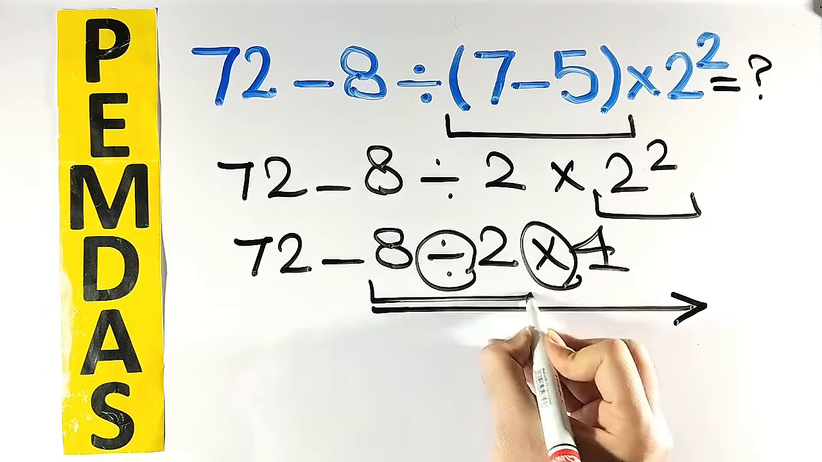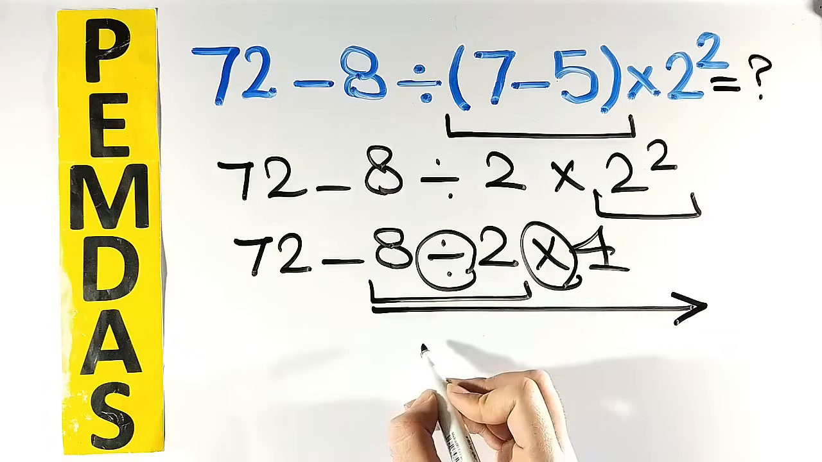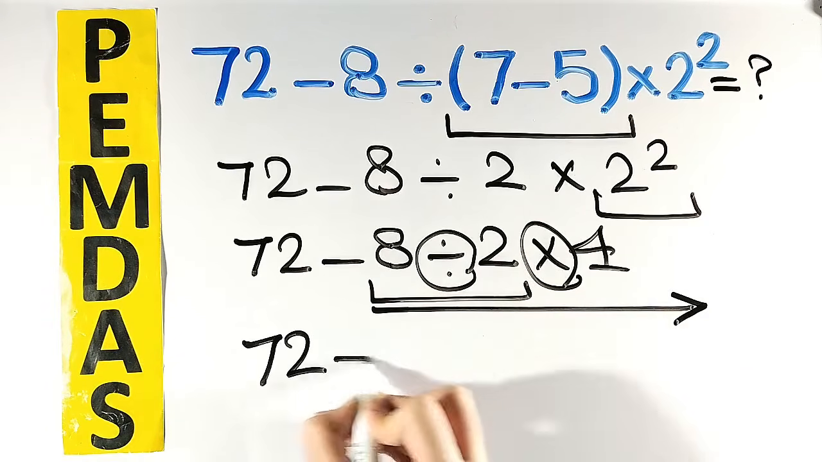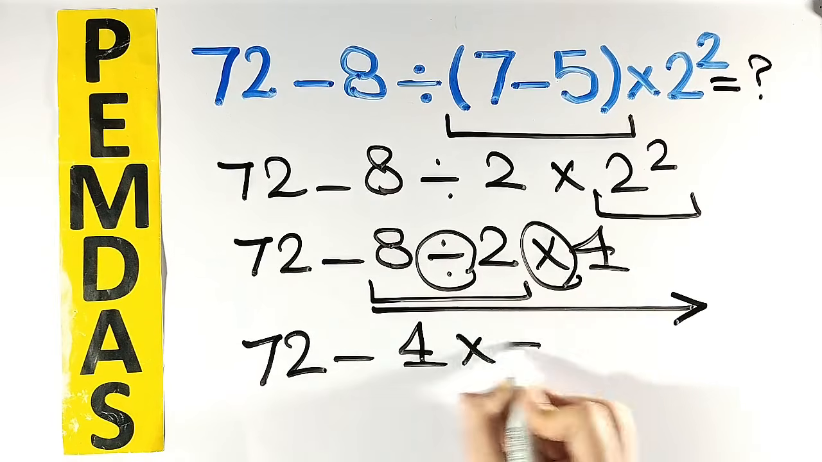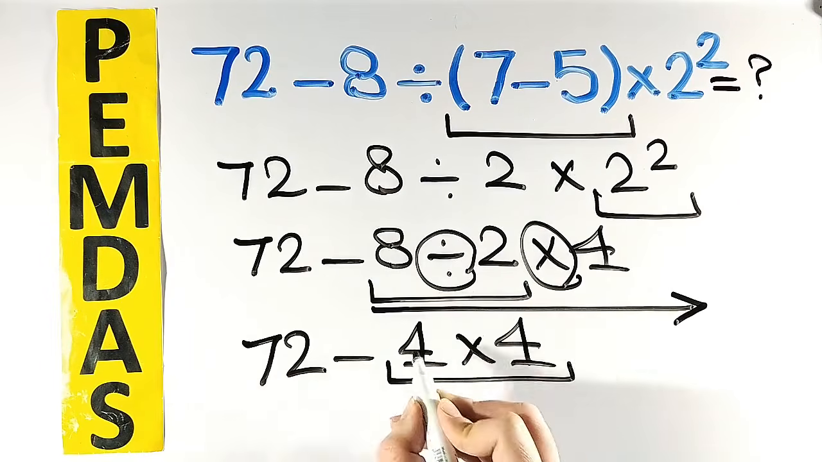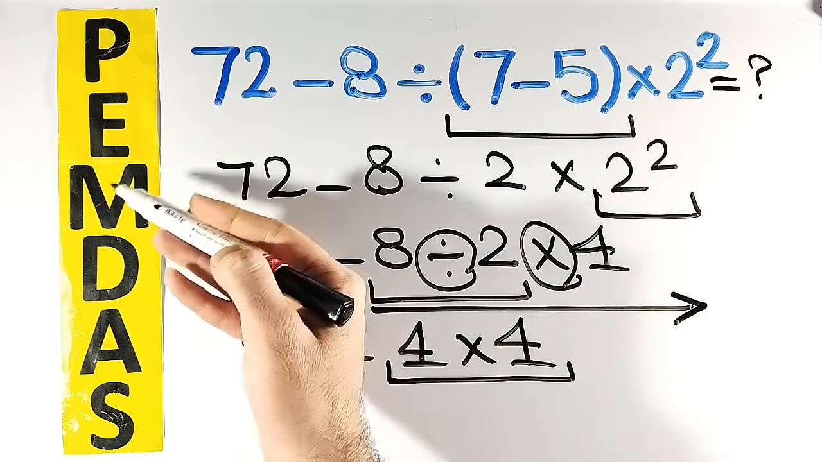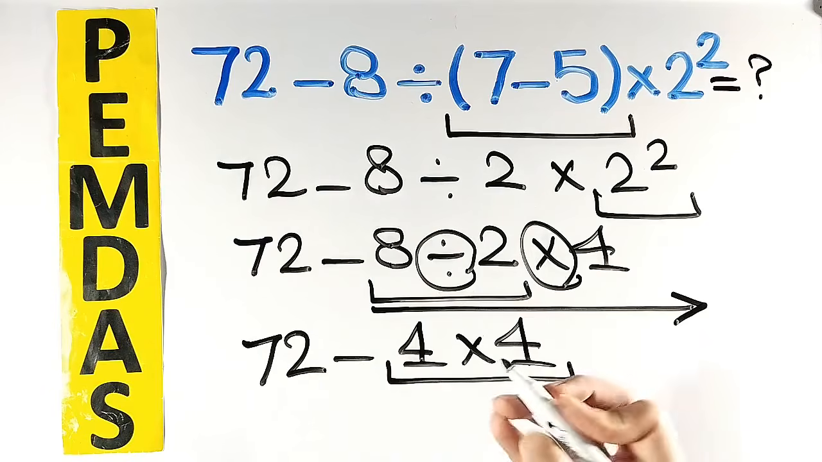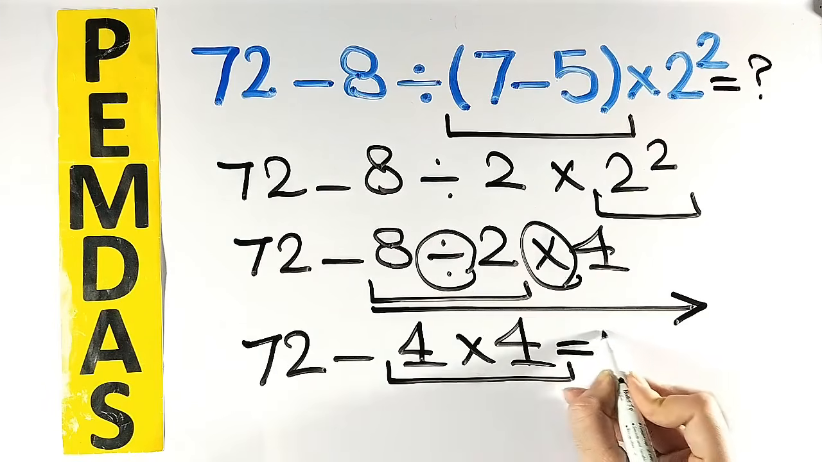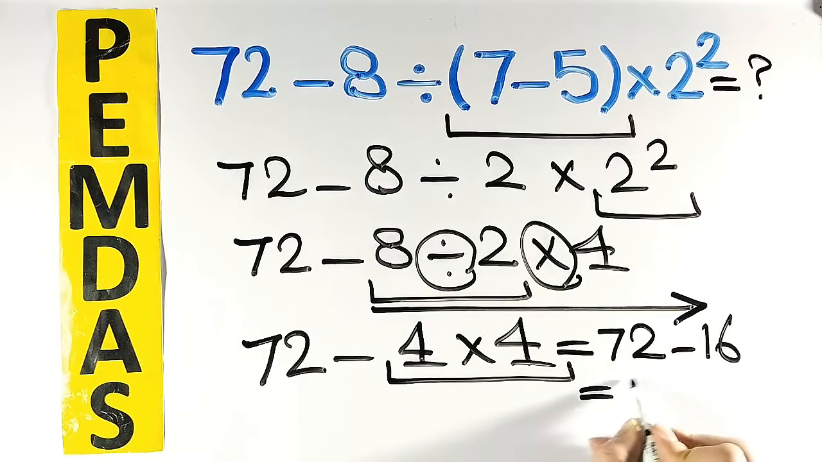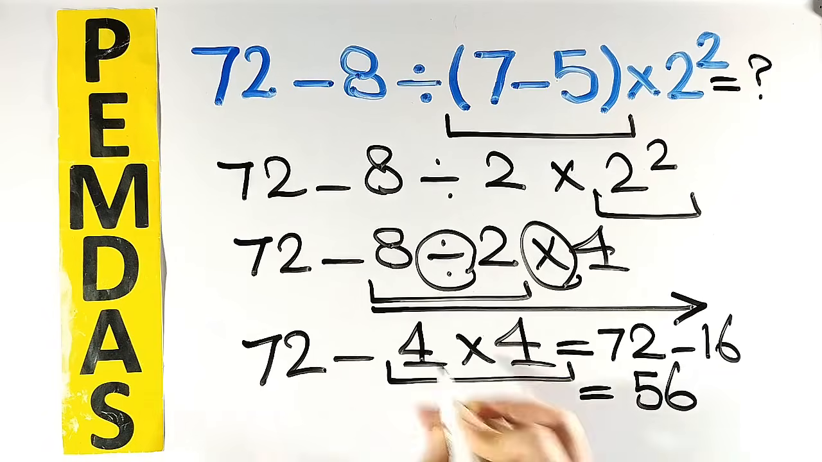So, first we go for the division between 8 and 2. And instead of this expression, we can write 72 minus 4 multiplied by 4. And the final step, we go for the multiplication between 4 and 4 because multiplication has a higher priority than subtraction. So, instead of this expression, we can write 72 minus 16, which finally gives us the answer 56.